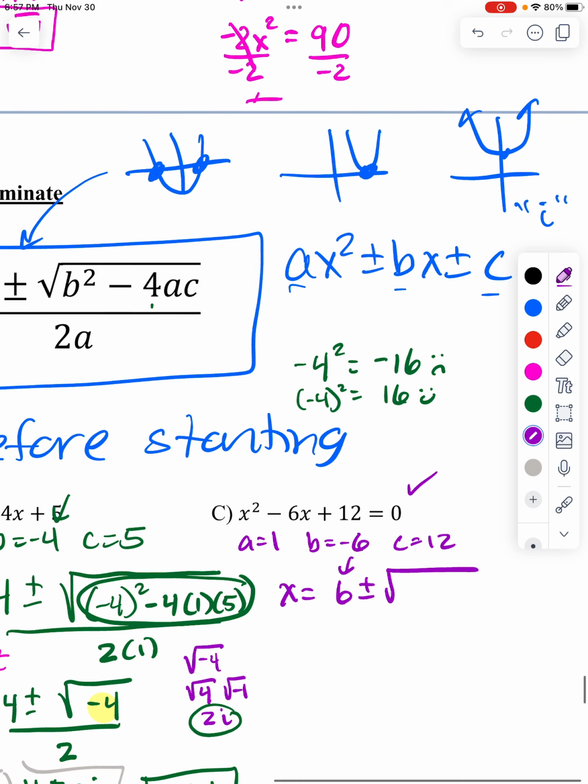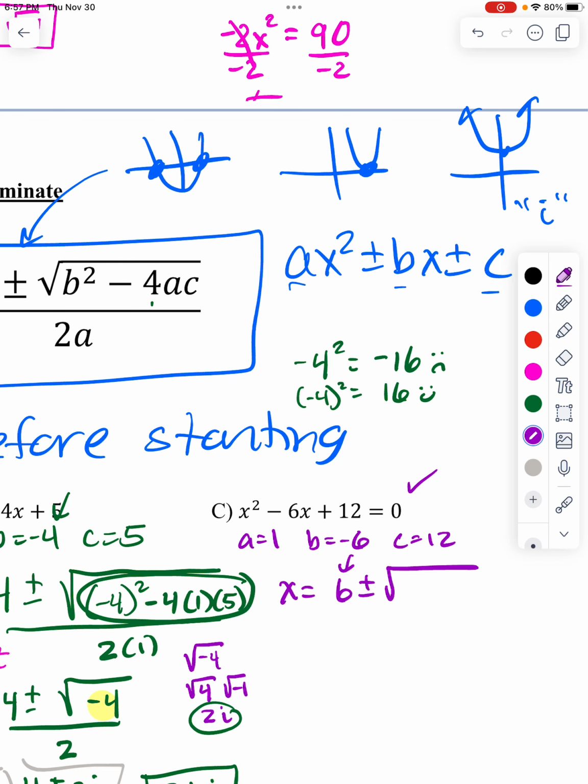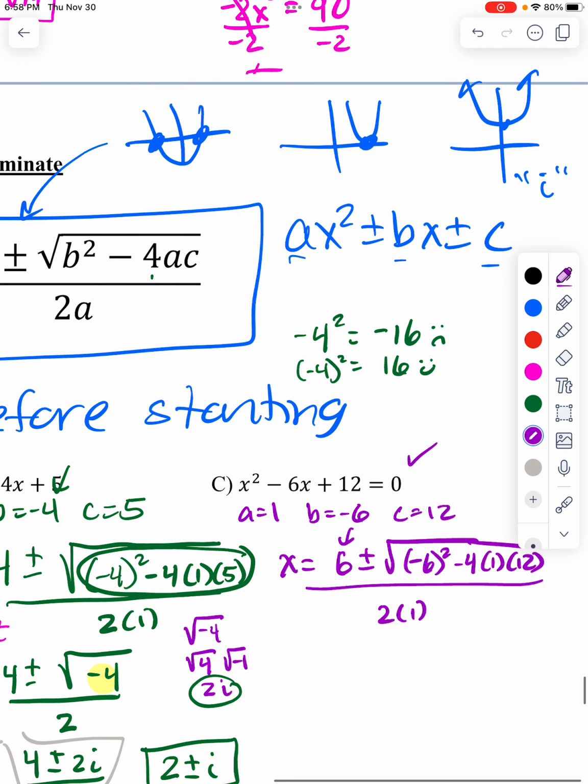So where was I? Okay, I need to square the b. It's negative, so it's going in parentheses, minus 4 times a times c all over 2 times a. This looks like a b, but it's really a 6. All right, so again, do the part under your square root first. This whole thing right here. I get out my calculator, I type that all in, and I end up with 6 plus or minus the square root of negative 12.